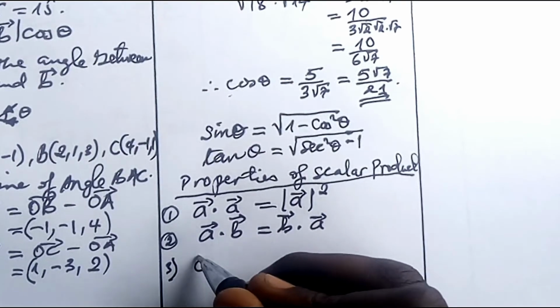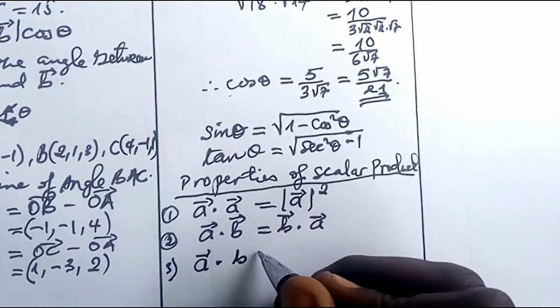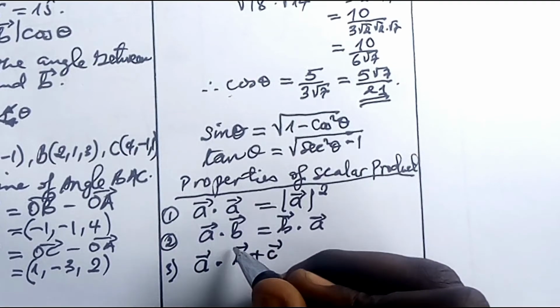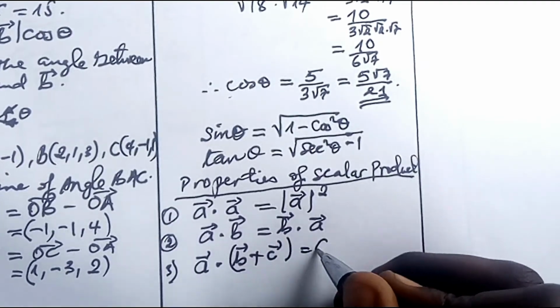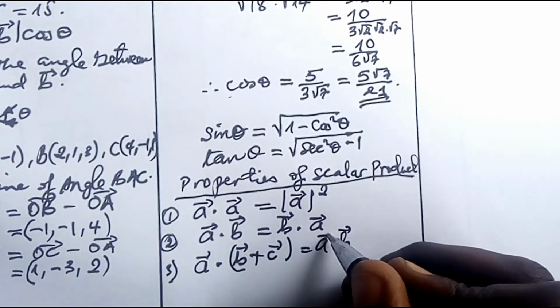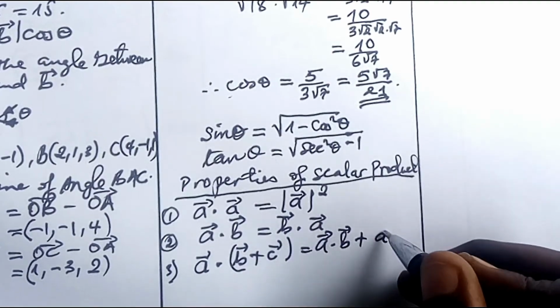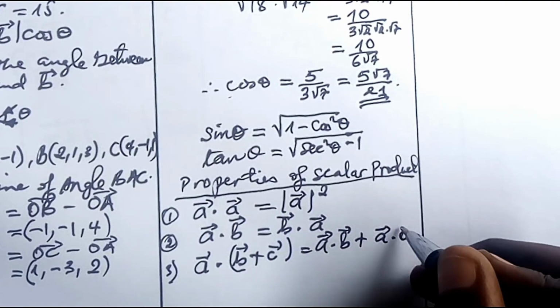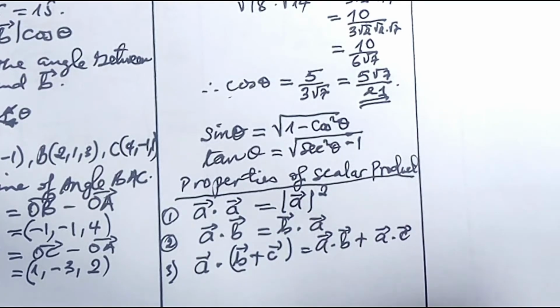We have also A dot (B plus C) equals A dot B plus A dot C. This one is distributivity of scalar product.